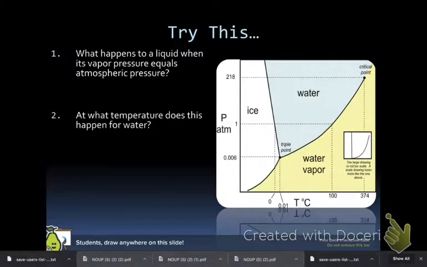What temperature does it happen for water? So where does your atmospheric pressure equal your vapor pressure? Hit the line. It says what temperature, so we need to drop down. And there's our temperature.